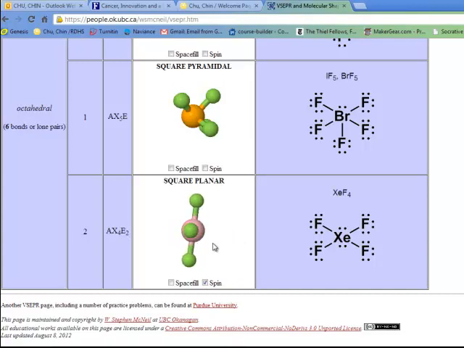Any molecule with this particular geometry, like xenon tetrafluoride, will have its polarities cancel with each other perfectly. You will have net 0 polarity. The whole molecule will be non-polar.